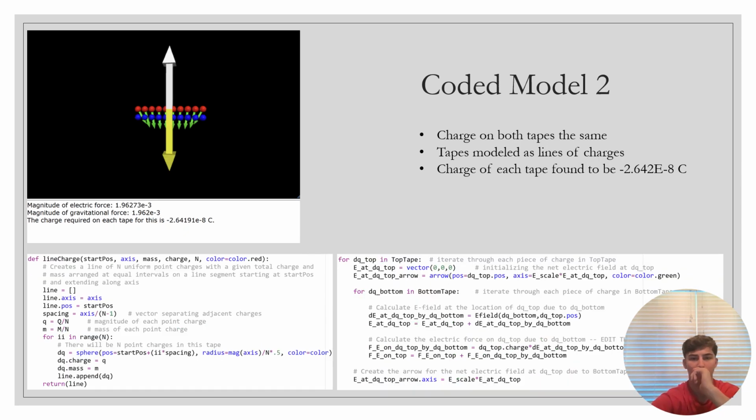In the second coded model, however, even though we still took the charge on both tapes as the same, our tapes were actually modeled as a line of charges this time instead of just one. So as you see on the left, that function basically is the one that breaks up our tape into all the different charges. And then the function on the right has us calculate the electric field at each different mini charge in the line and then add them all up to get our total electric field and then the force from the electric field. And so for this model, we actually found the charge of each tape to be -2.64e-8 coulombs, and we'll get into the why in a minute.